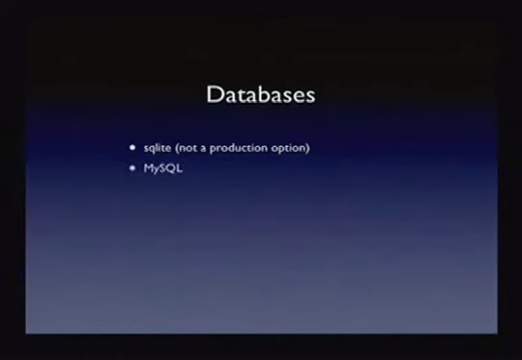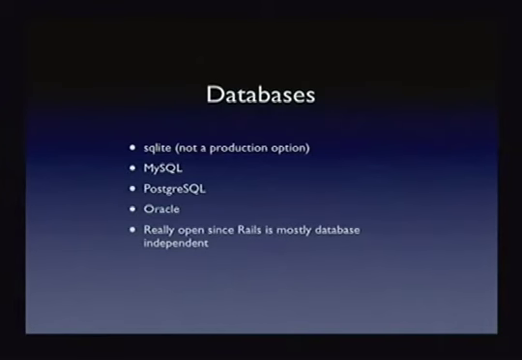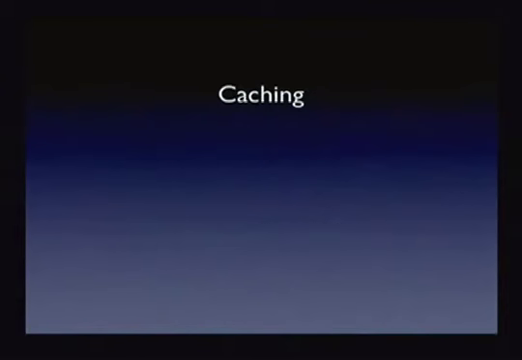There are your databases, and I didn't really go into this because to me it's more of a personal preference. SQLite, which you would only use for development, not production. MySQL and Postgres, which are probably the two you're mostly going to use, and then Oracle if you get to that point. It's really open, like I said, because Rails doesn't care what kind of database you use, as long as you're using some kind of database.